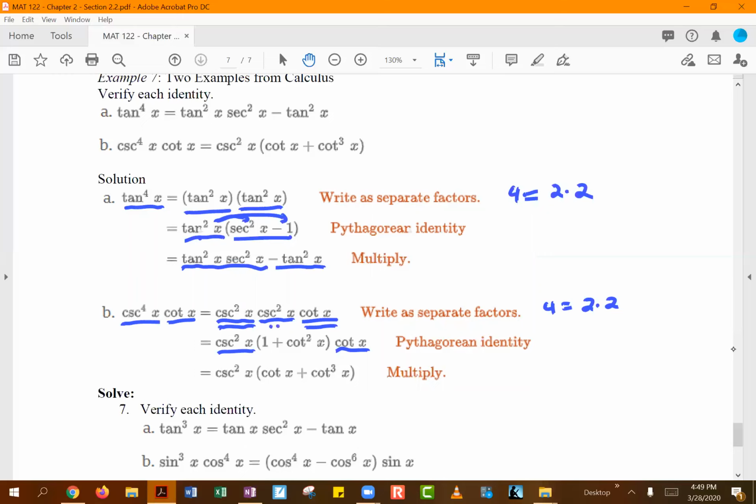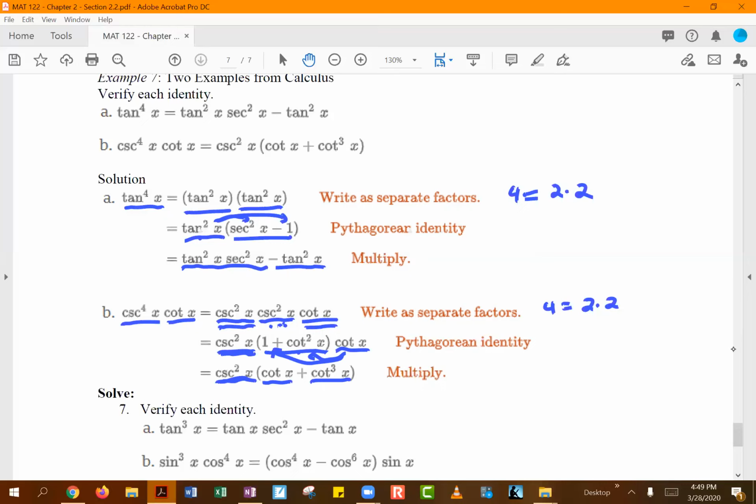It's this middle cosecant squared that you are rewriting using the Pythagorean identity as 1 plus cotangent squared of x. And then for the very last thing, you're taking this cotangent of x and you are distributing it inside the parentheses. So this cosecant squared of x stays the same from the front here. And then you're taking 1 times cotangent, which gives you cotangent of x. And then cotangent squared with cotangent gives you the cotangent to the third power of x. So that's how you're verifying part B of example 7.